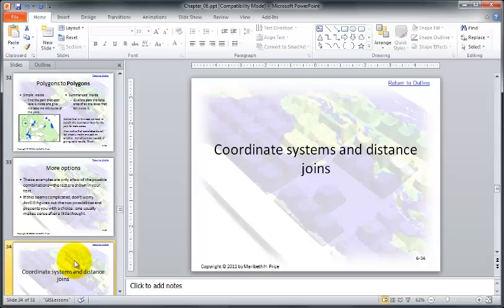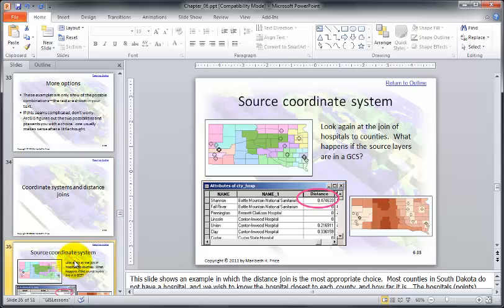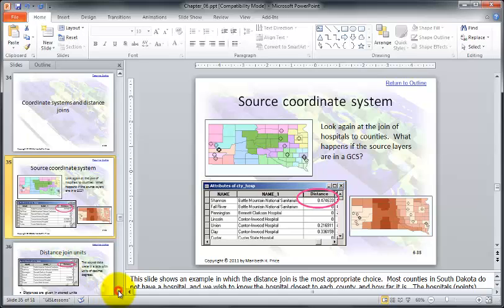Coordinate systems and distance joins. We'll discuss coordinate systems in a future lab and future weeks, but let's just touch on it here. A source coordinate system. Look at the join of the hospitals to counties. What happens if the source layers are in a geographic coordinate system? And this is what happens. We get the distance in decimal degrees, which isn't too easy to understand.